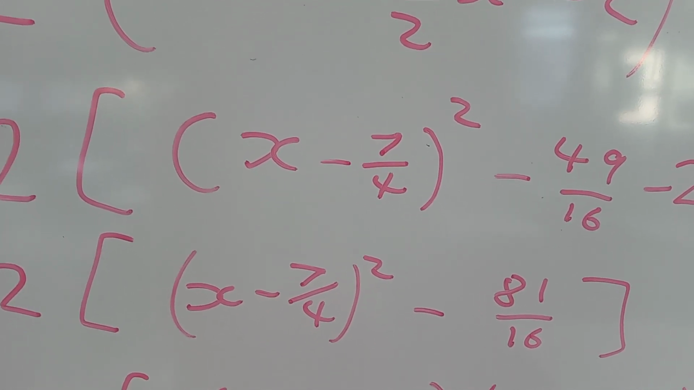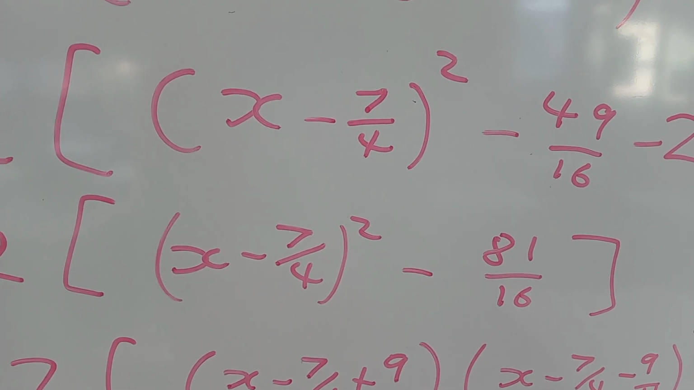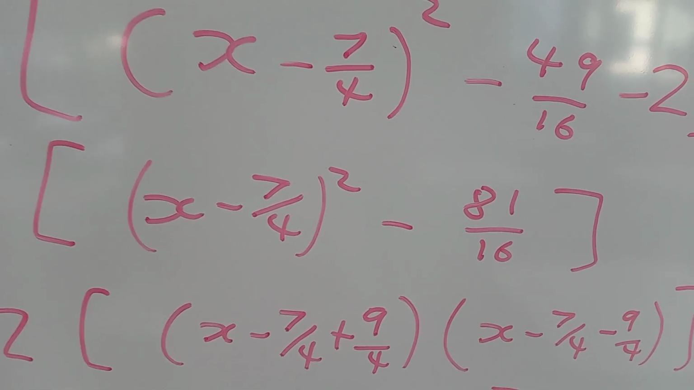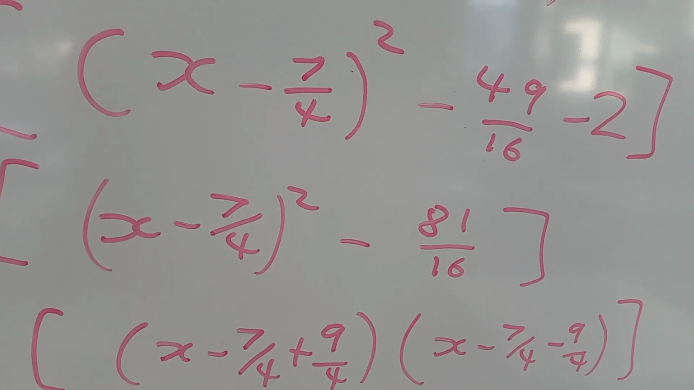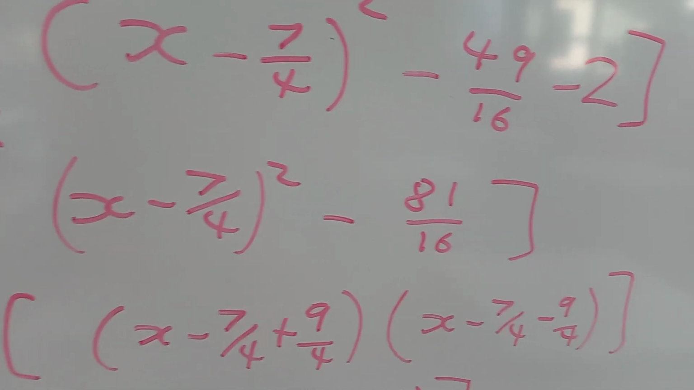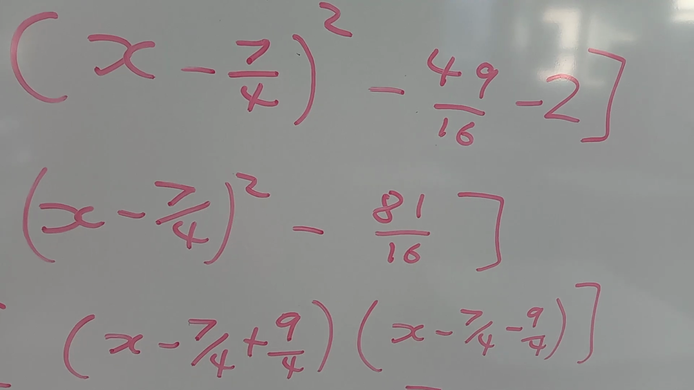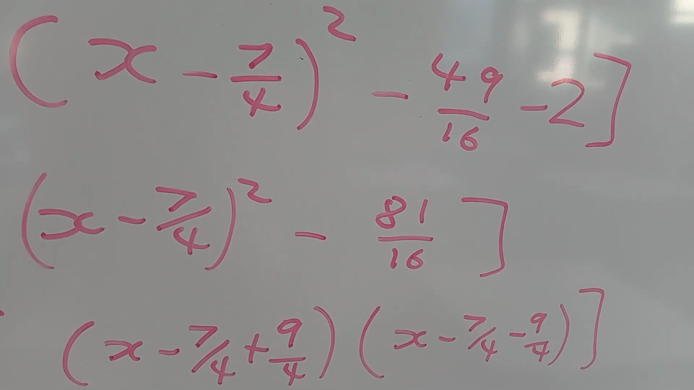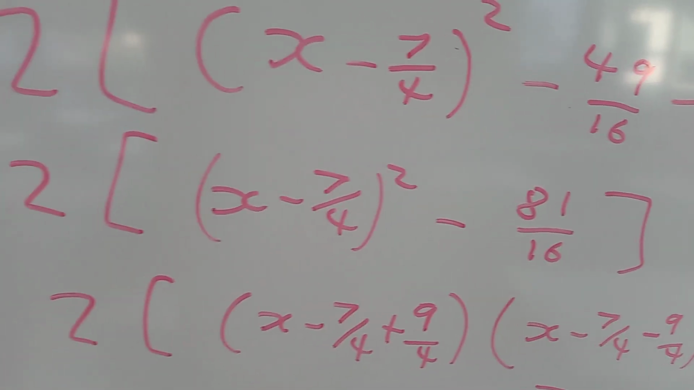So now I have the difference of two squares in this square brackets. And so I bring down the first part, x minus 7 over 4, and I'm going to add the square root of 81 over 16, which is 9 over 4. So that's my first part. And then I'm going to bring down x minus 7 over 4, and I'm going to subtract the square root of 81 over 16, which is minus 9 over 4. That's the difference of two squares. And we still have our 2 out the front of the square brackets.